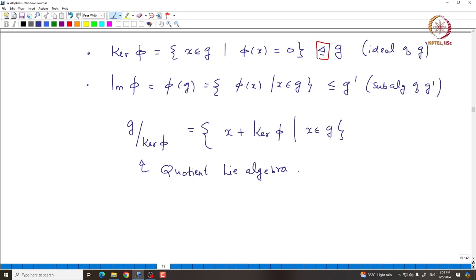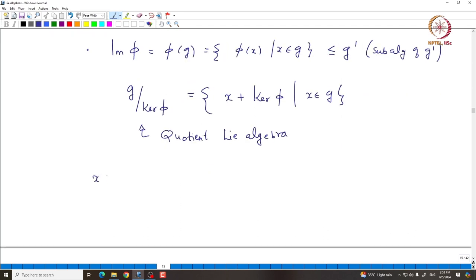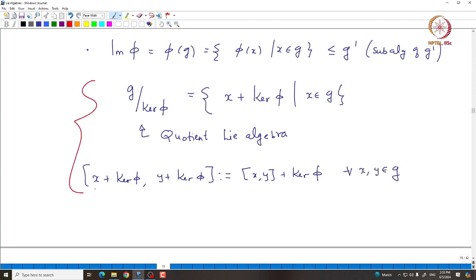By defining the following Lie bracket. We define the Lie bracket X plus kernel pi, bracket Y plus kernel pi. This is the Lie bracket that is induced from the ambient Lie algebra G. It is defined to be the bracket XY plus the kernel pi. I will leave it to you to check that this indeed defines a Lie algebra structure on G modulo kernel pi. This is defined for all X, Y in G. So this Lie bracket makes G modulo kernel pi a quotient Lie algebra.